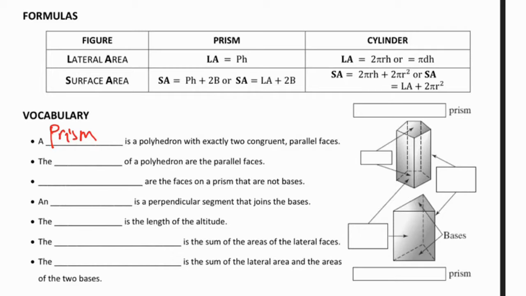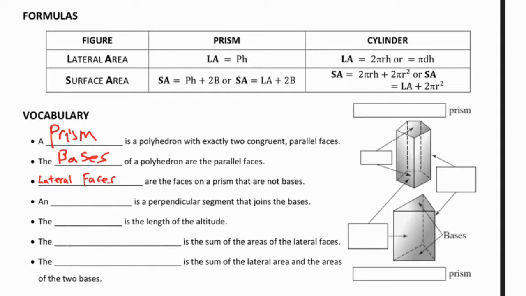The blank of a polyhedron are the parallel faces. So the parallel faces are going to be known as your bases. Blank are the faces on a prism that are not bases. So these are going to be known as lateral faces. So anything that is not a base is going to be known as a lateral face. Everything in between the bases.